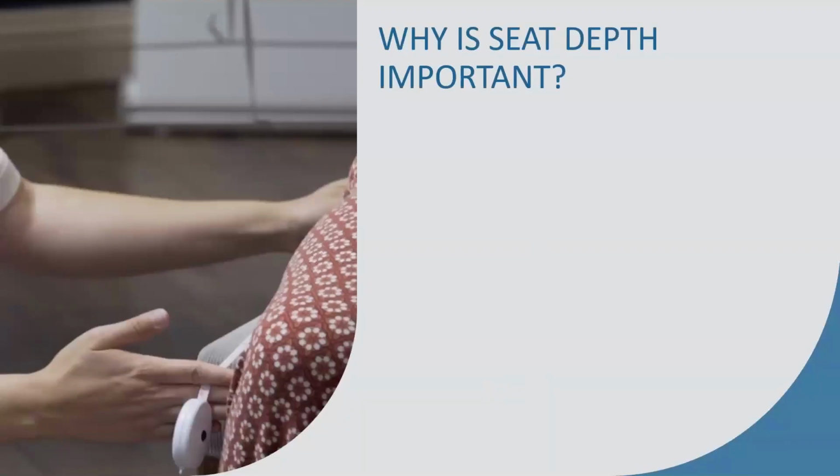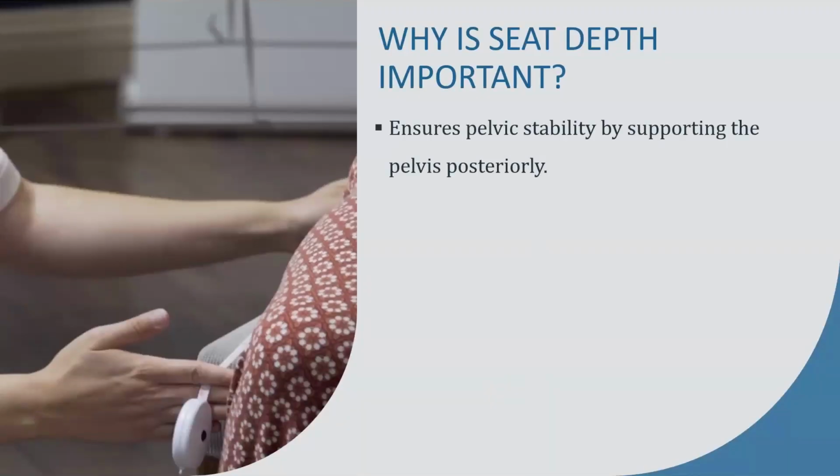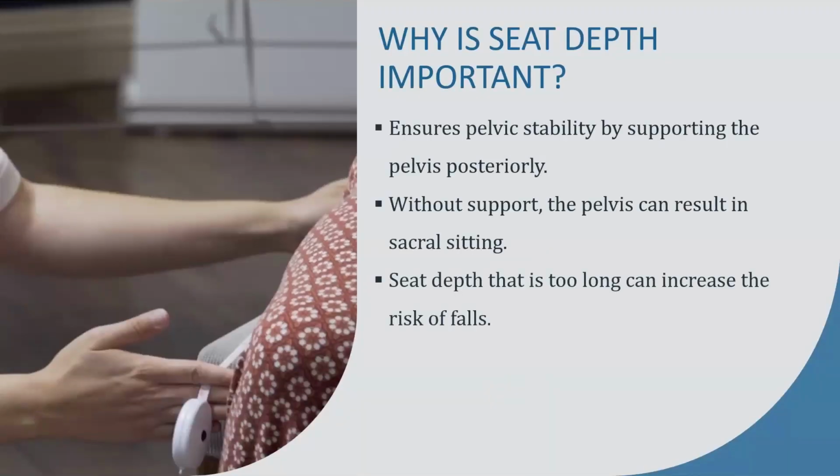So, seat depth. A chair with the right seat depth ensures pelvic stability by supporting the pelvis posteriorly. Now, without that posterior support, the pelvis can tilt backwards and encourage sacral sitting with a posterior pelvic tilt, which I don't know if you'd agree is one of the most common presentations that we might see, just because of the effects of gravity and how it pulls someone down into that position, especially if we have damage to the body systems, generalized weakness or tonal changes.